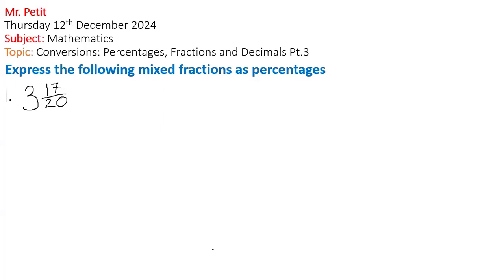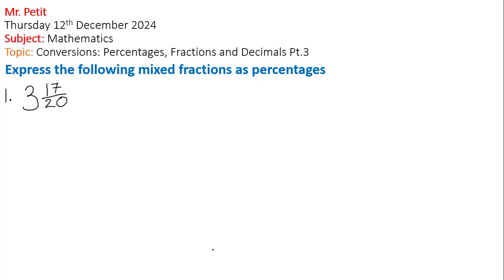Anyone want to try? We have 3 and 17 over 20. How are we going to convert that into a percentage? As they said, we multiply the whole number by the denominator and add the numerator. When you get that fraction, you multiply that by 100 over 1. Why would I do that? In order for you to get a percentage. Sure, that's how you do it. Anyone else want to learn a better way?